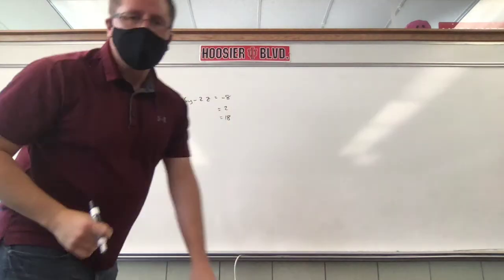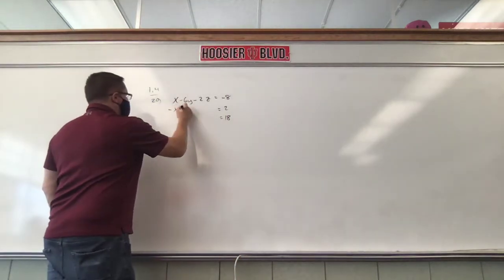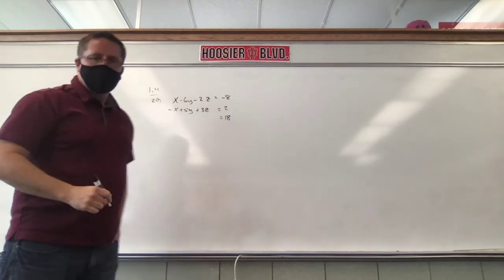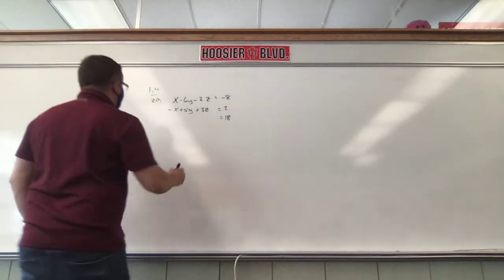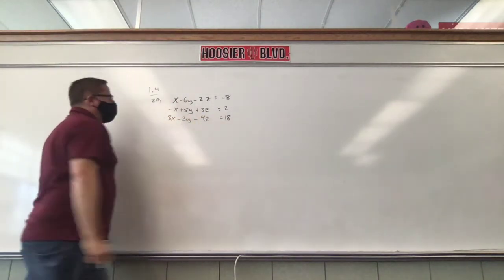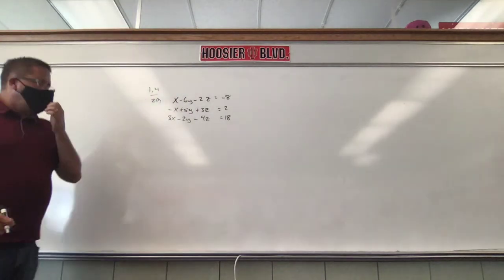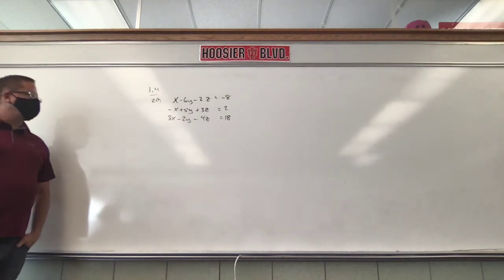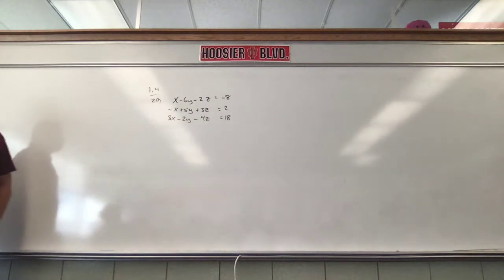Negative 1, 5, 3. And then 3, negative 2, negative 4. Okay, I think that's right. So we have x minus 6y minus 2z is negative 8, negative x plus 5y plus 3z is 2, and 3x minus 2y minus 4z is 18.